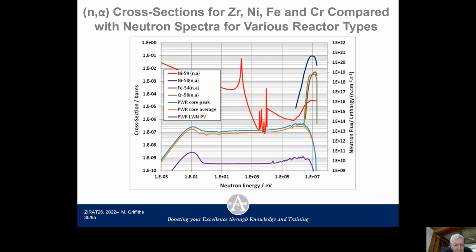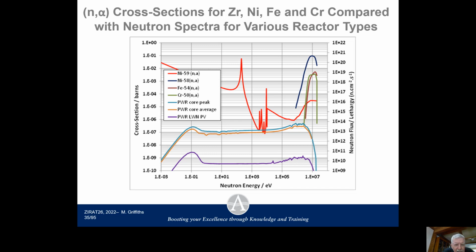When you create enough nickel, it can be another additional contribution to the displacement. But more importantly, nickel 59 has a very high cross section for N-alpha, which basically means it enhances the production of helium. So what we see here is the N-alpha cross section of nickel 59 in red. It depends on the amount of nickel 59 you have.